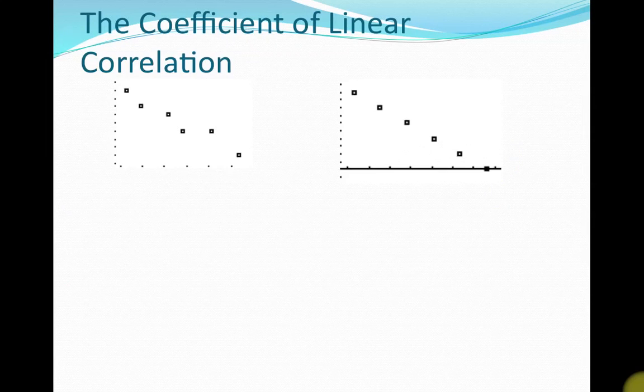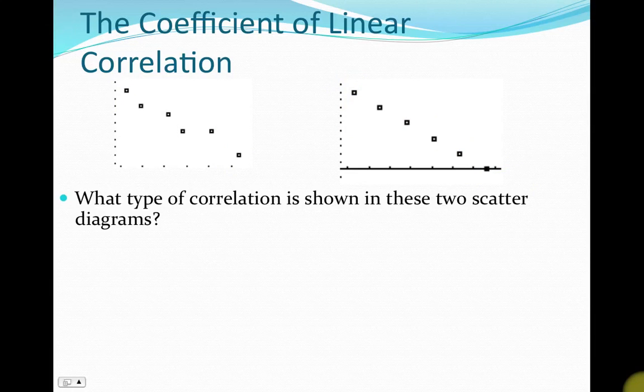Okay, so if we take a look at these two scatter diagrams, the one on the left is a negative correlation, and the one on the right is also a negative correlation. But what's the difference between the two?